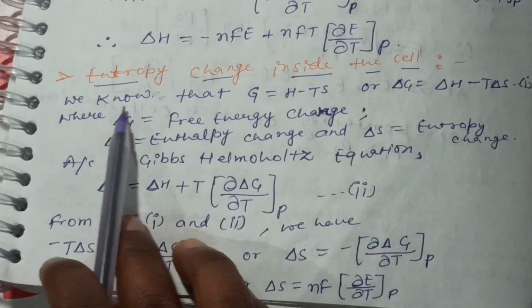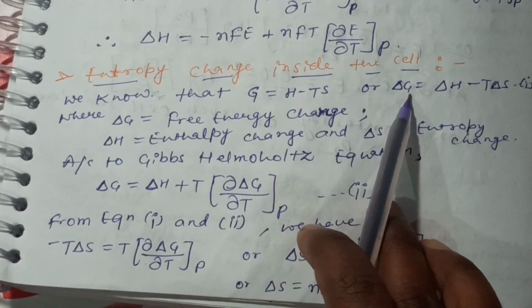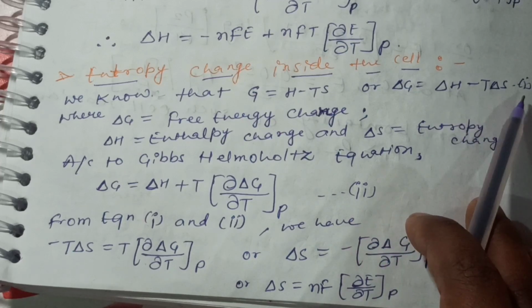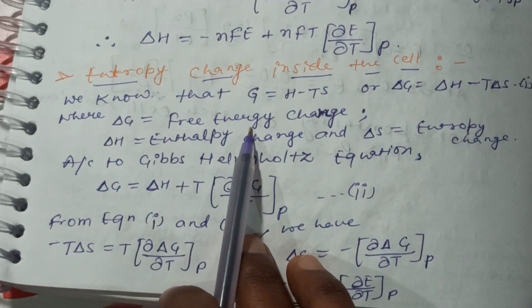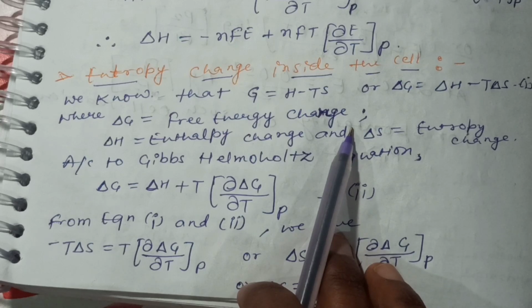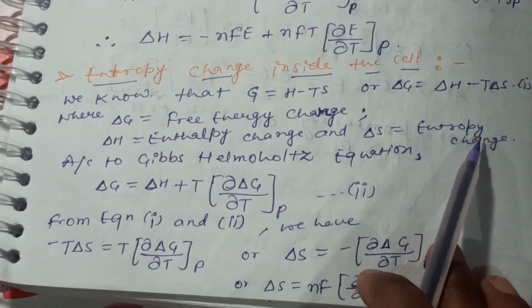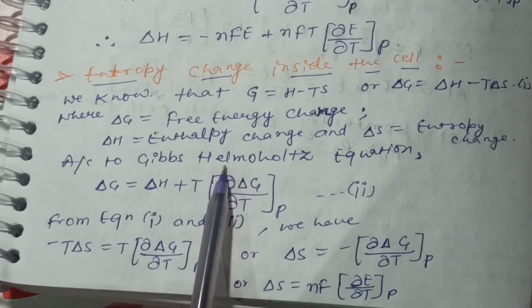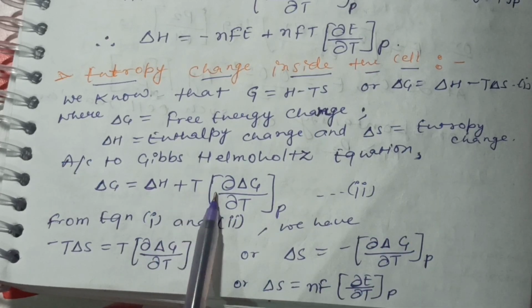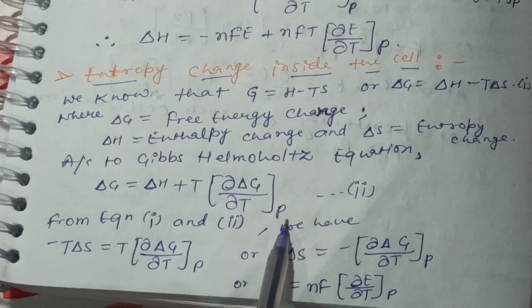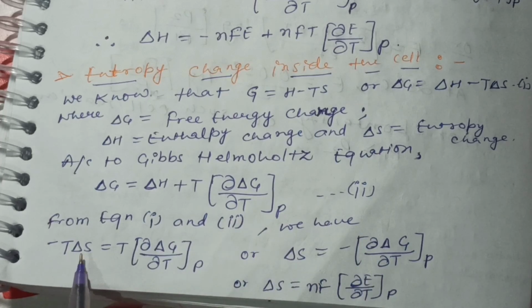Entropy change inside the cell. We know that G is equal to H minus TS, or del G is equal to del H minus T del S, where del G is the free energy change, del H is the enthalpy change, and del S is the entropy change. According to the Gibbs-Helmholtz equation, del G is equal to del H plus T (d del G upon dT) at constant P. From equations 1 and 2, we have minus T del S is equal to T (d del G upon dT) at constant P. Del S is equal to minus d del G upon dT at constant P. Del S is equal to nF (dE upon dT) at constant P.